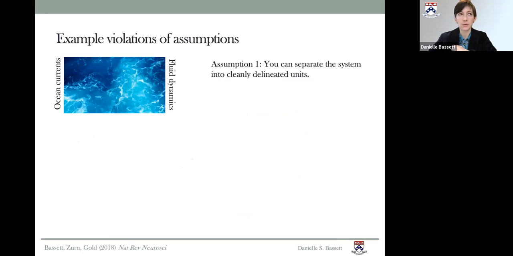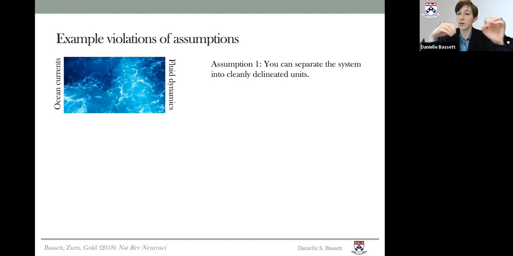So in order to help you to gain an intuition for how these assumptions work, I want to talk about a few violations of the assumptions, because I think in the violations you can understand the assumptions more deeply. So the first assumption, that you can separate the system into cleanly delineated units, I think this is an important one because, if we think about the brain, it's a large volume of tissue. And in some senses, it's not always segregated in the sense that an acorn is a segregated piece of material.